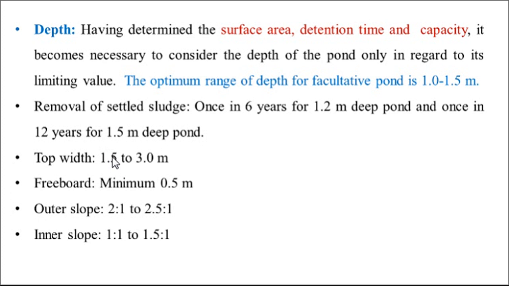Next one, the top width of the pond may be kept as 1.5 to 3 meter. The freeboard may be kept as 0.5 meter minimum. Then the outer slope may be kept at 2:1 to 2.5:1, and the inner slope may be kept as 1:1 to 1.5:1. So these are the dimensions for the pond which we are constructing with soil, or clay. Next slide.